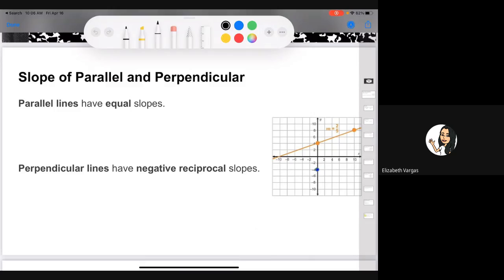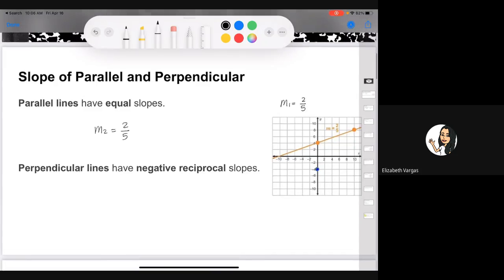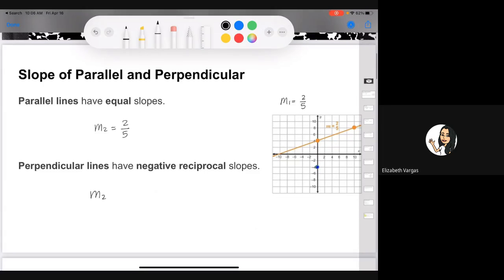And so here we have a line that has an original slope, m1, of 2/5. And so if I was going to create a line parallel to that, my m2 would be 2/5. But if I were to create a line perpendicular to that, then my m2 would be, first I flip it, then I negate it. So -5/2. Okay, so that's what we went over on Wednesday. Are there any questions still about the slopes of parallel and perpendicular lines?